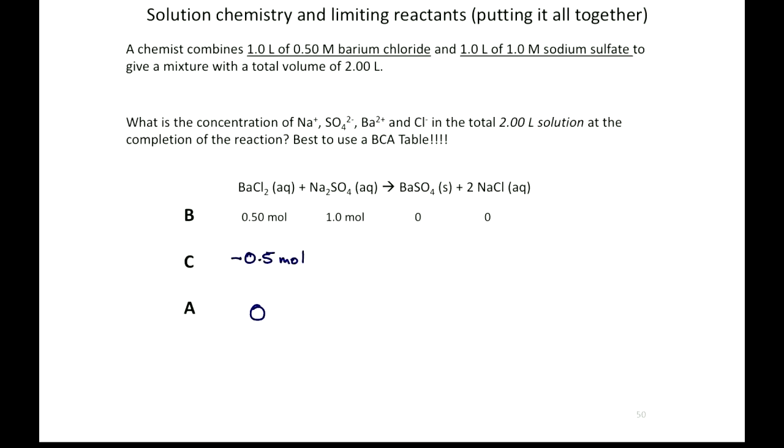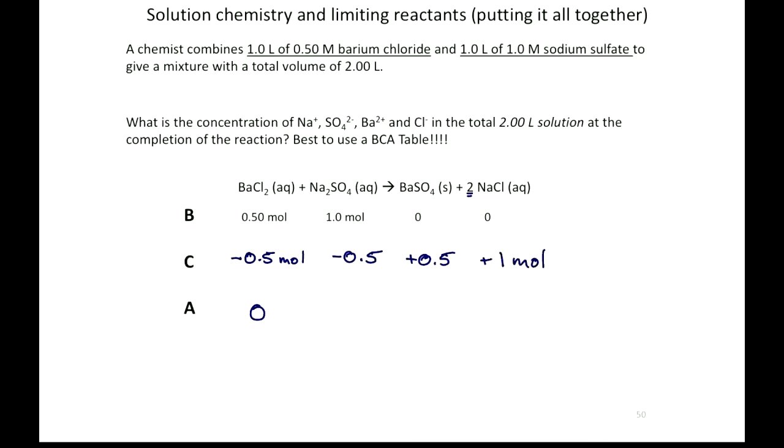So that means we can fill out the change line for everything else. If I consume half a mole of barium chloride, how many moles of sodium sulfate do I also consume? Half a mole, so minus 0.5. How many moles of barium sulfate do I make? Half a mole, but this time it's plus half. Then how many moles of sodium chloride do I make? 1, because there's a 2 coefficient here. So this is plus 1 mole.